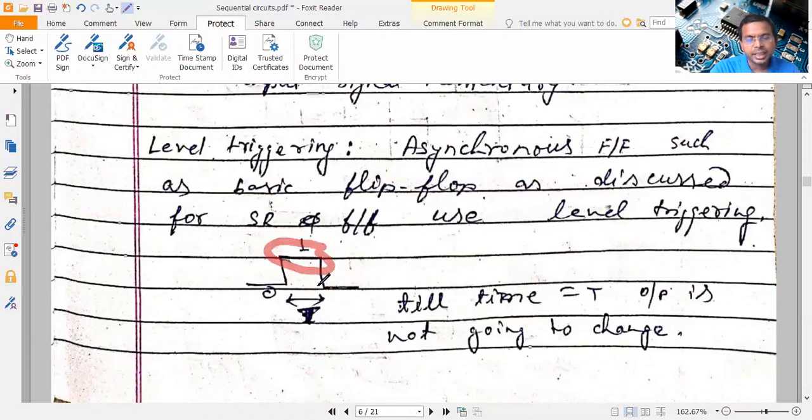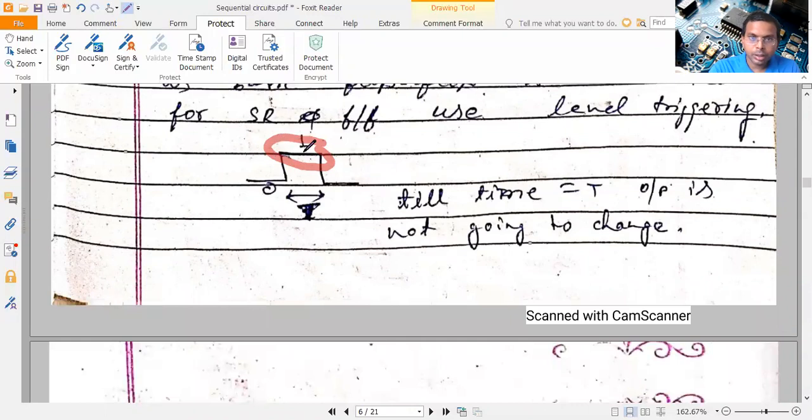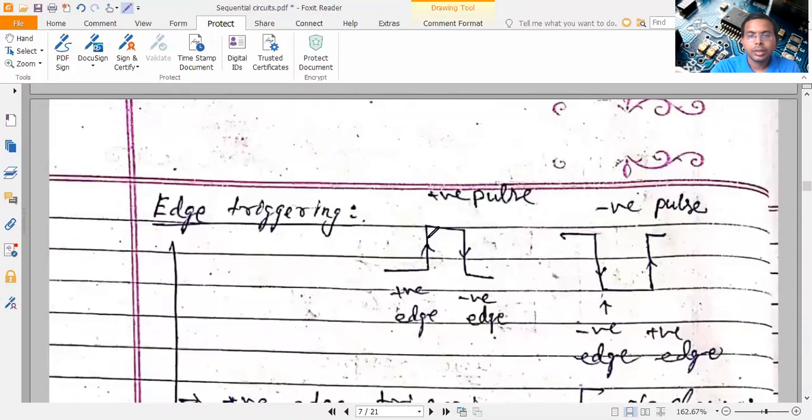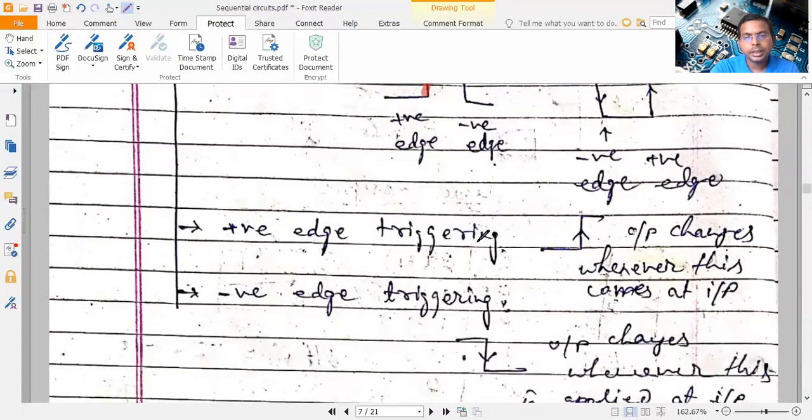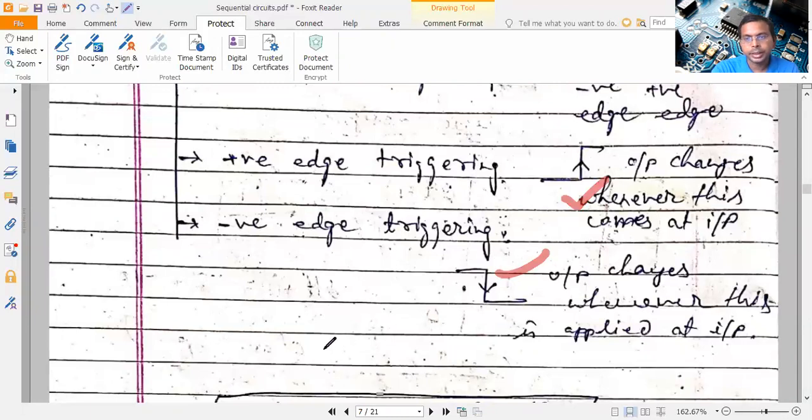Till this time period, there will be no change in the output of the flip-flop. Whenever the clock is high, the output of the flip-flop is not going to change. But in edge triggered, whenever the positive clock edge or negative edge of the pulse comes, there will be a change in the output of the flip-flop. So it is called the edge triggered flip-flop. There will be 2 types of edge triggering: this one is negative, this is the positive edge triggering.